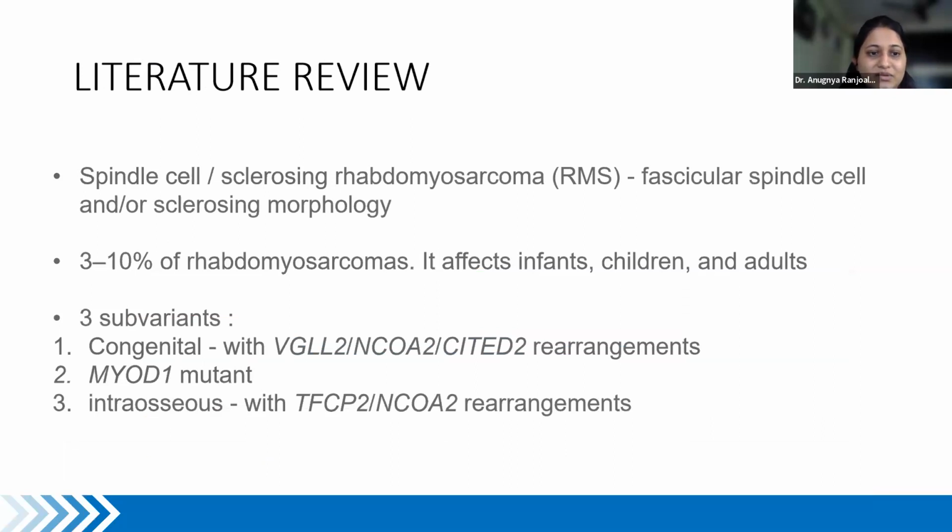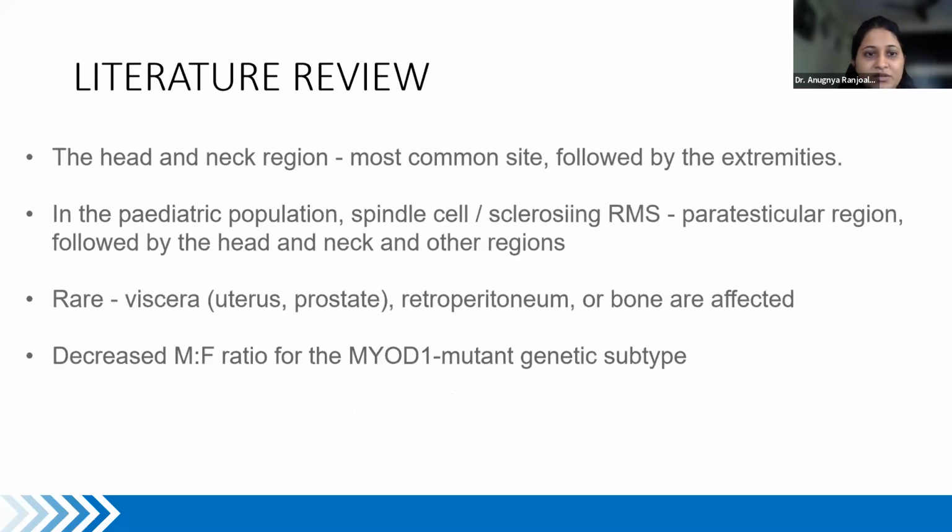These are very rare as compared to alveolar and embryonal RMS. They constitute 3 to 10% of rhabdomyosarcomas, and three subvariants are there: MyoD1 mutant, congenital, and intraosseous as well. The head and neck is the most common site, followed by the extremities, and in the pediatric population, the paratesticular region is more common, followed by head and neck and other regions. Rarely viscera like uterus, retroperitoneum or prostate are involved, which is a little rare.